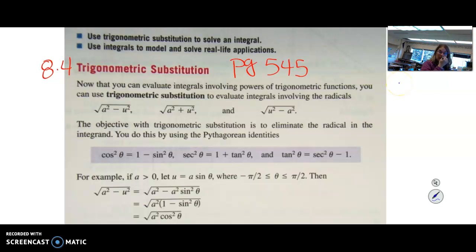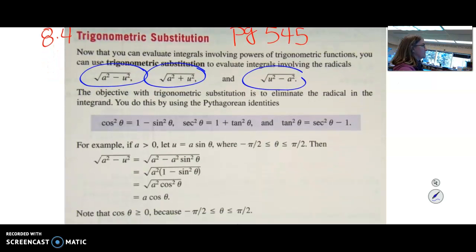What we're going to be looking at, the types of problems we're going to use this for, is when you see integrals involving radicals like these. So if you have a squared minus u squared under a square root sign, or a squared plus u squared, or u squared minus a squared. And basically a is going to be a number, the u is going to be a variable for these. The objective with trig substitution is to eliminate the radical in the integrand.